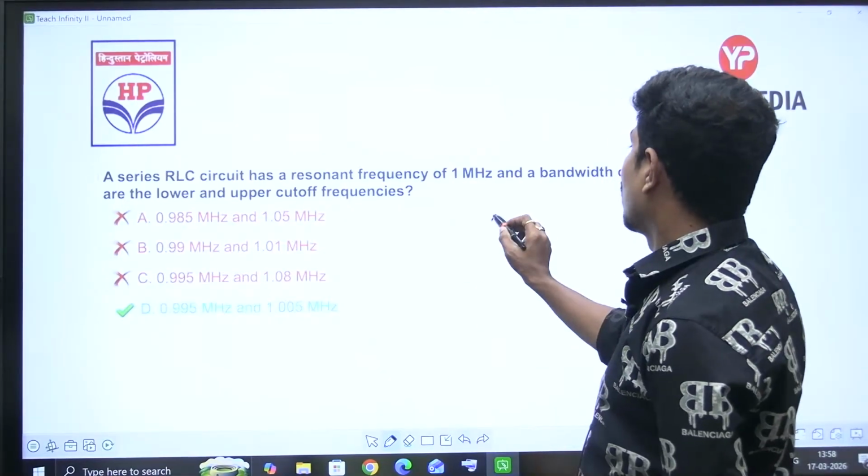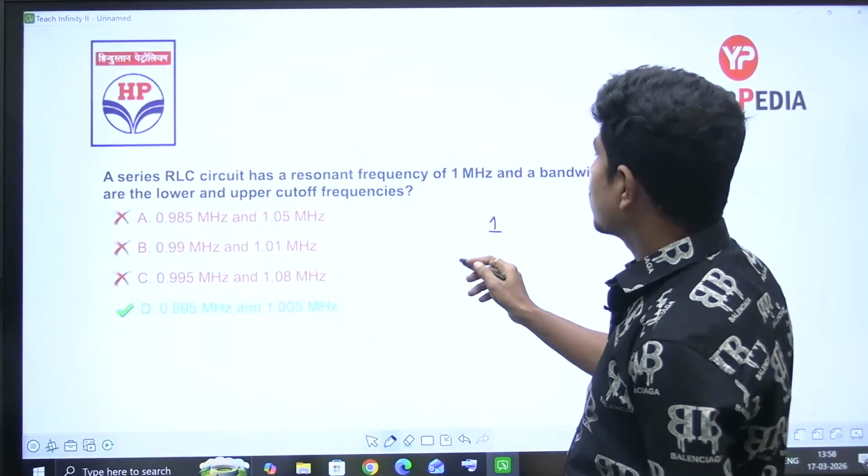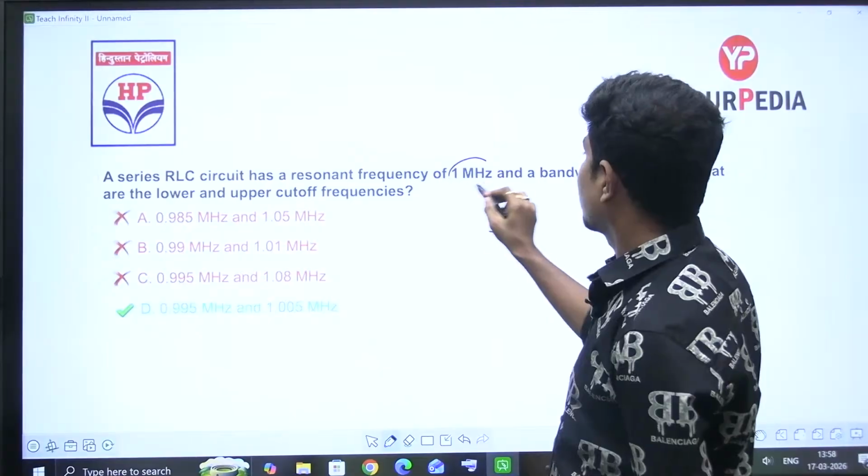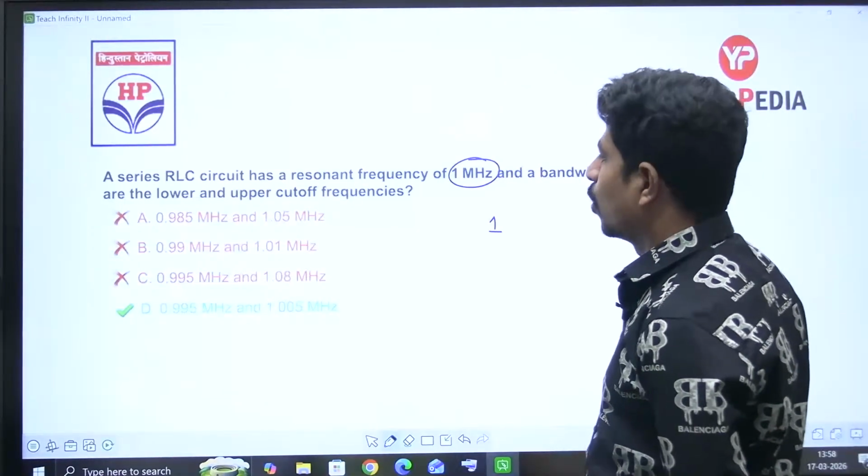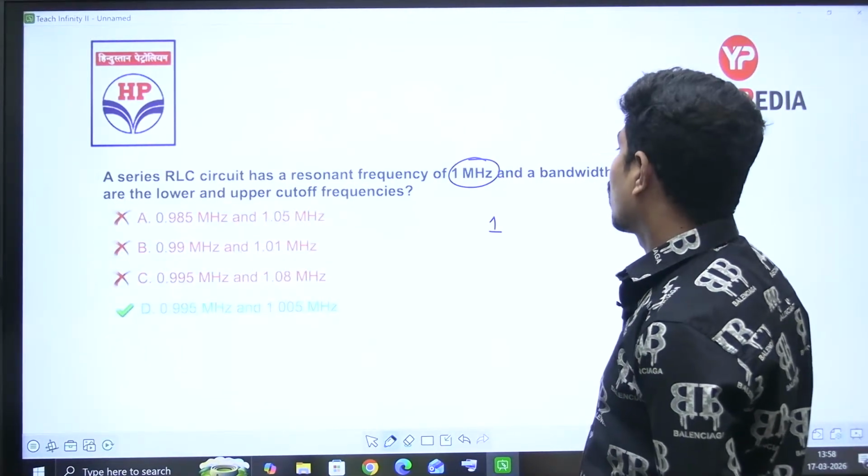See, 1. What is the resonant frequency? Resonant frequency is 1 megahertz, right? And a bandwidth of 10 kilohertz. Okay. Upper and lower cutoff frequencies.